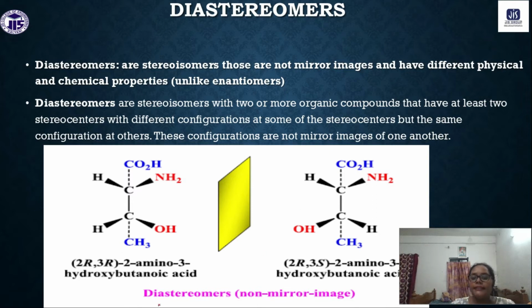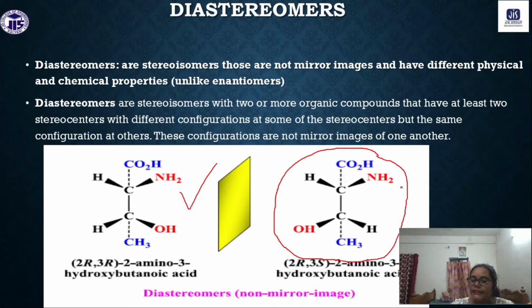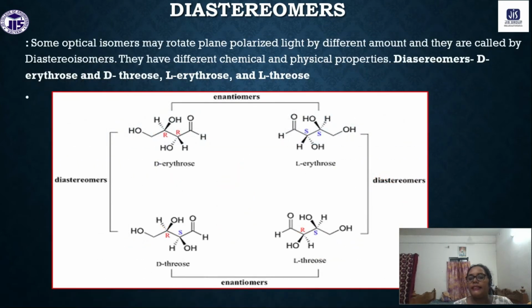Now we can see here 2-amino-3-hydroxybutanoic acid. If we place a mirror, and this is again 2-amino-3-hydroxybutanoic acid, but it is not the mirror image of this compound, right? So this pair is called diastereomers. They don't have any similarities. Again, these are examples of diastereomers. One is D-erythro, and here, yeah.